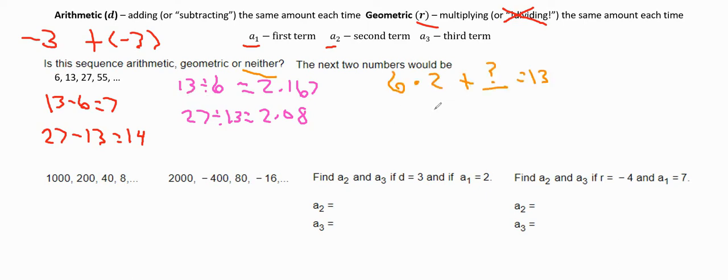And if you think that through, 6 times 2 is 12. And 12 plus what number is going to be 13? Well, it's going to be 1. So our pattern is going to be multiplying by 2, then adding 1. And we can check that again. 13 times 2 is 26. We add 1, and we get 27.